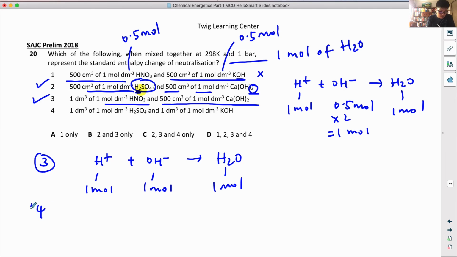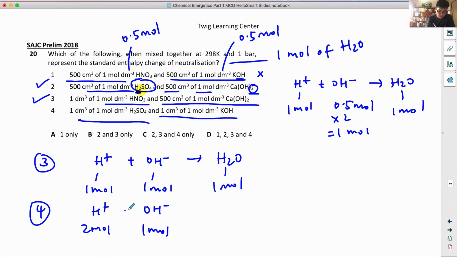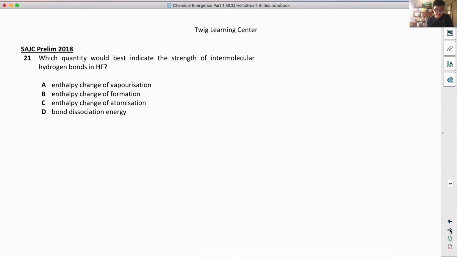Okay, let's look at 4. So 1 mole of this. The H+ from here, in fact, will be doubled, so it's actually 2 moles. But OH minus is 1 mole. So generally, you still get to form water, because this one is limiting. The number of moles of water formed will still be 1 mole. So 4 is still correct. So the answer is 2, 3, and 4. So the answer will be C. Okay, let's move on to the next one.